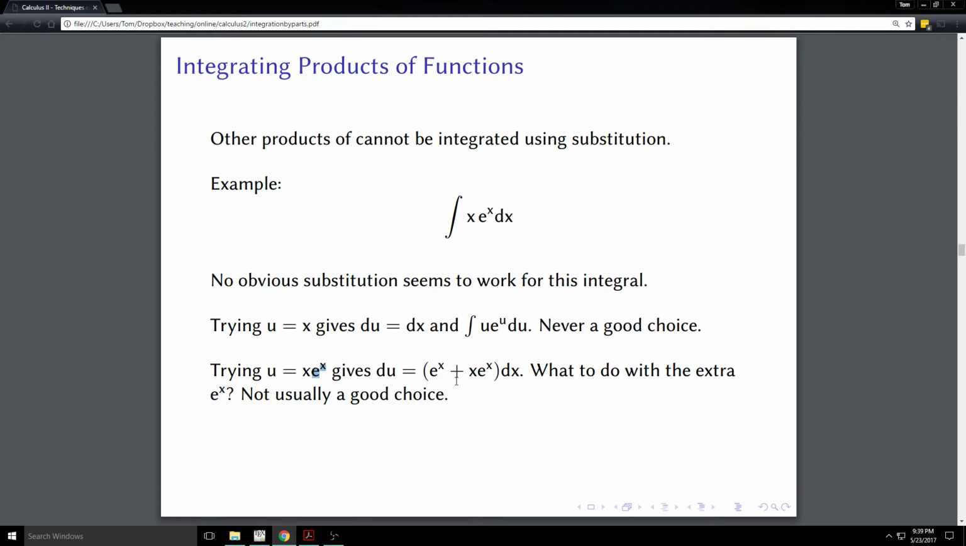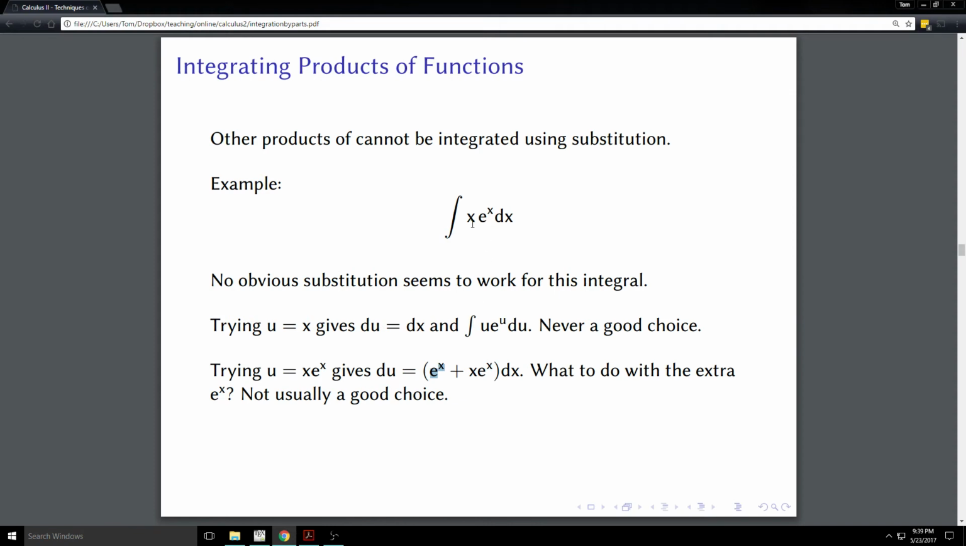Now the product rule says the function that you took the derivative of the first time, x, you leave alone. That's why I have that x right here. And the function that you left alone the first time, e to the x, now take its derivative. The derivative of e to the x is e to the x. So that's how I get this e to the x right here. So you can see I have a complicated du here, and that's just not usually very helpful. I do have some parts in here, this x e to the x, but what do I do with this extra e to the x? How do I account for that?